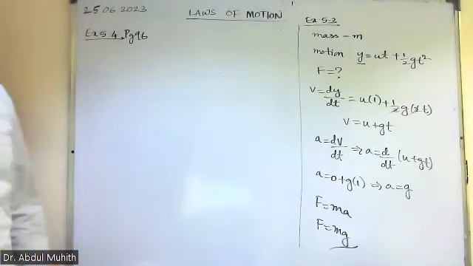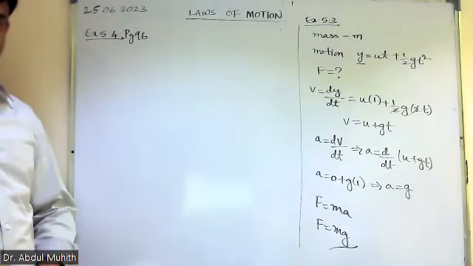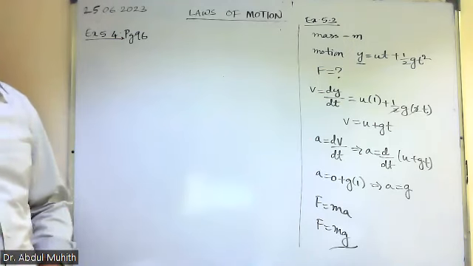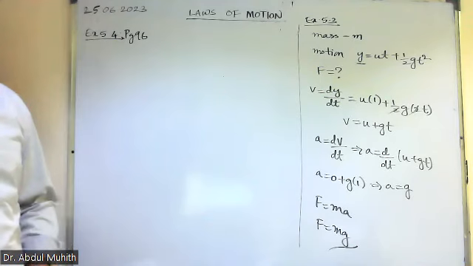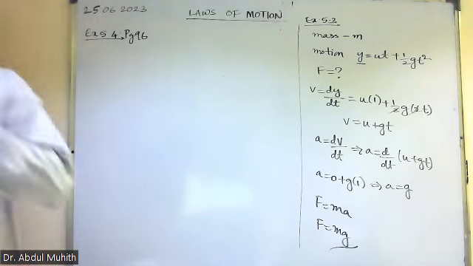So this numerical says, a batsman hits back a ball straight in the direction of the bowler without changing its initial speed of 12 meters per second.